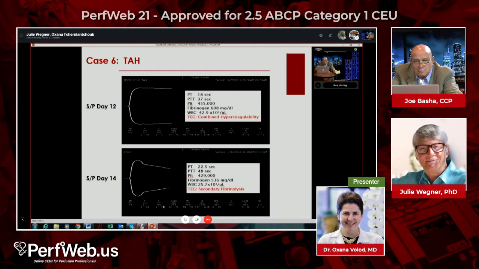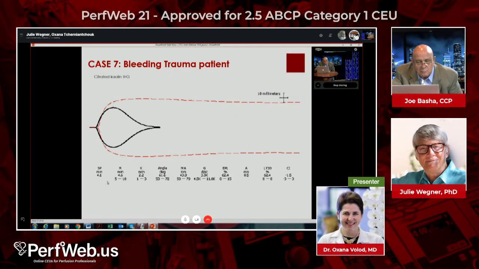And indeed, the patient did have a bleeding problem later that day, which we were able to see several hours before it happened. What happened was the patient also had an infection, which was discovered, and the patient was treated appropriately and everything was resolved. But again, this is an example of secondary fibrinolysis, and you can see things happen very dramatically within 1 or 2 days.